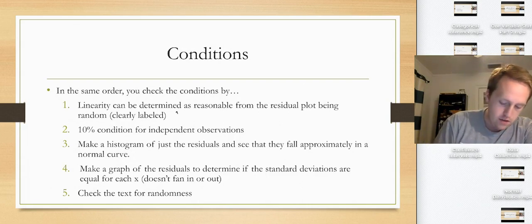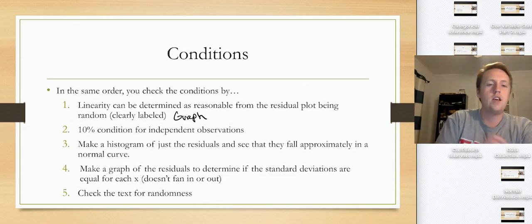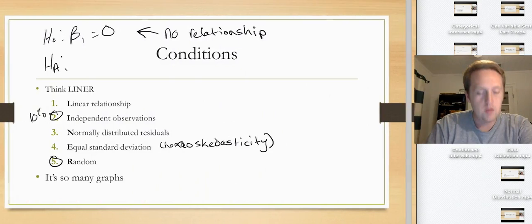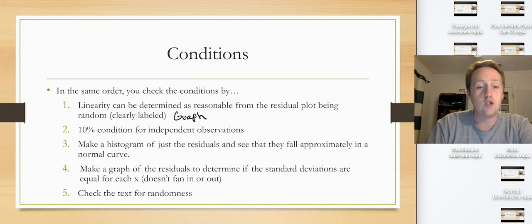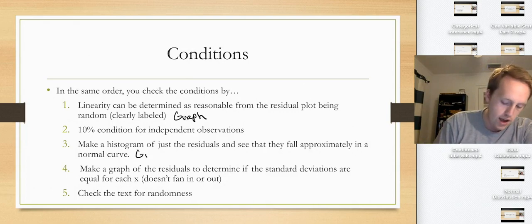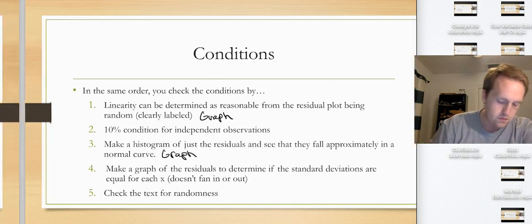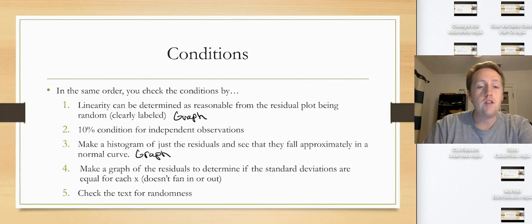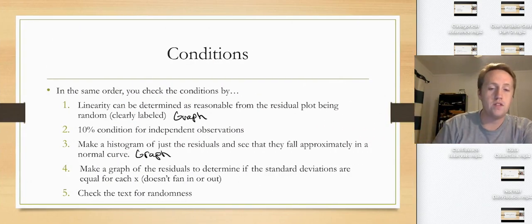So it's awful because you have to make the graph. So this one's a graph. I'm really selling this, right? I'm making it sound really exciting. 10% condition, that's fine. 3, so that one was the normally distributed residuals. So make a histogram of just the residuals and see if they fall approximately in a normal curve. So that's a graph. 4, equal standard deviations. That means you need to make a graph of the residuals to determine if the standard deviations are equal for each x. That's a graph.